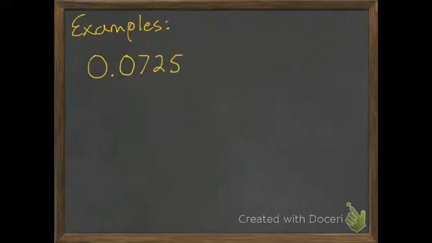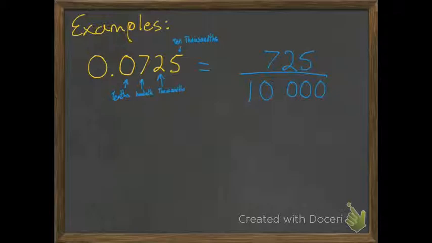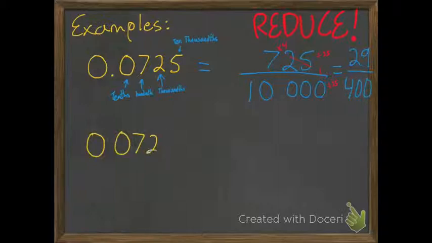Finally, let's look at a really small number, 0.0725. So our tenths column, hundredths column, thousandths column, and even a ten-thousandths column. So where our final digit rests tells us what our fraction needs to be. So I'm going to start with 10,000 and write 725 over top, which means I can reduce. Both are divisible by 25. And 25 goes into 10,000 400 times, and 25 into 725 is 29, so I have 29 over 400.